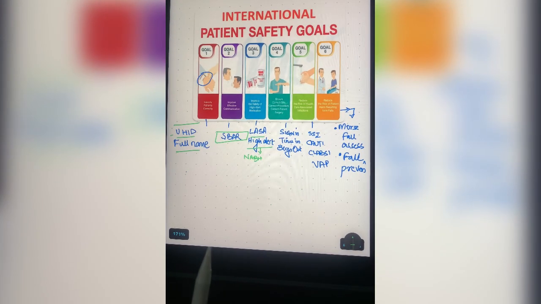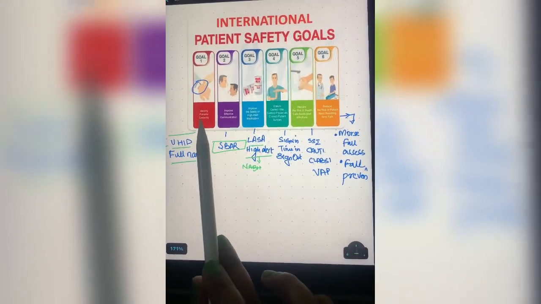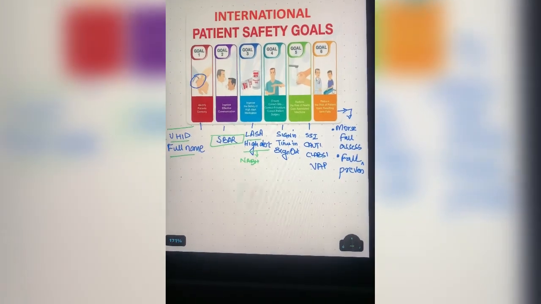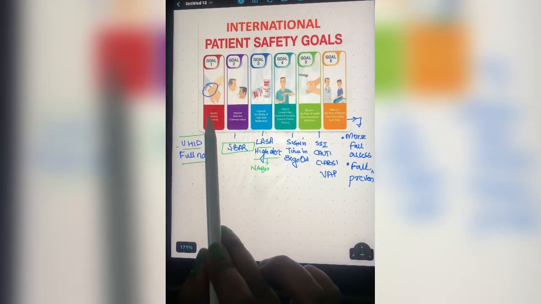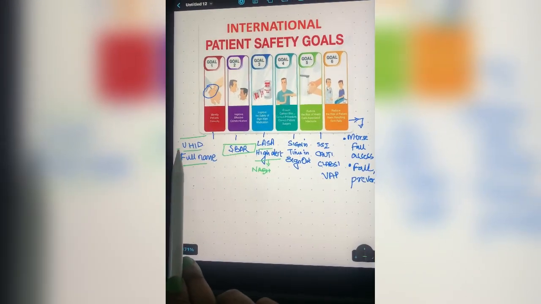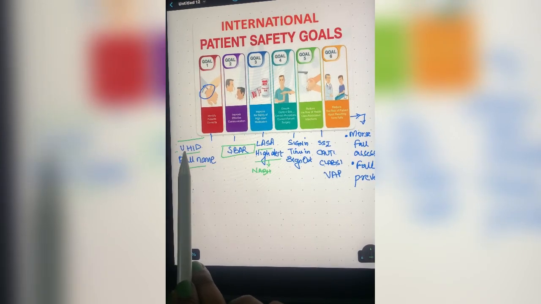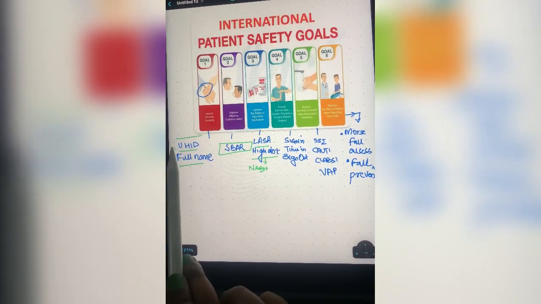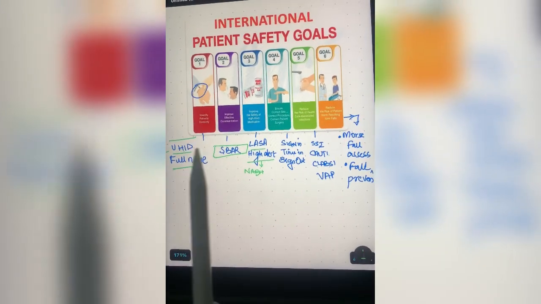So we'll talk about International Patient Safety Goals. We have a total of 6 goals, and the goals are mainly for patient safety. Goal number 1 tells about identifying the patient correctly. For identification of the patient, you have a UHID number and the full name of the patient. UHID stands for Unique Health Identification Data. It's a unique hospital number which is given to all patients for easy identity.